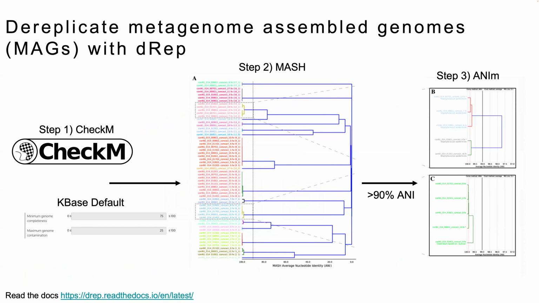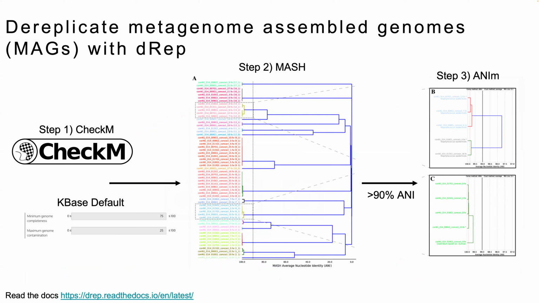And so how does derep run? The first thing that derep does is it runs checkm. So checkm, Ben talked about yesterday, which is a quality assessment of MAGs. And so it runs checkm to get all of that quality information, so things like completion and contamination.